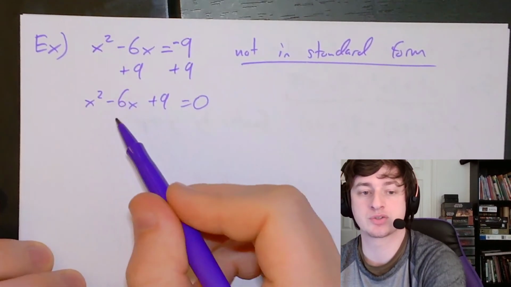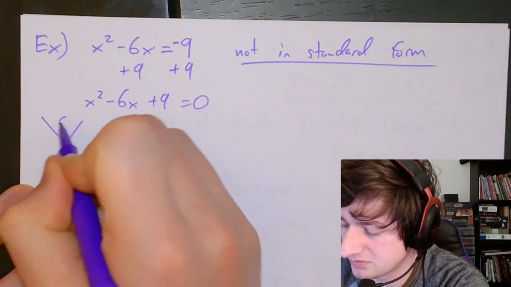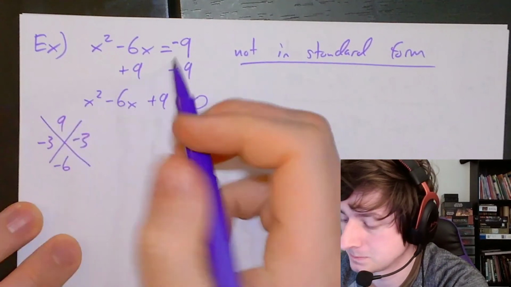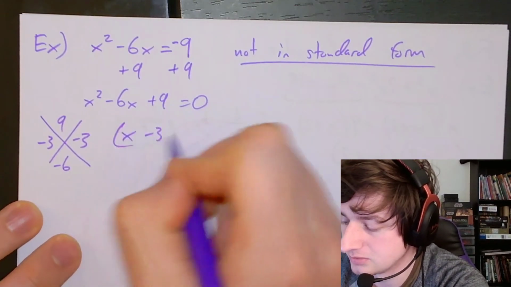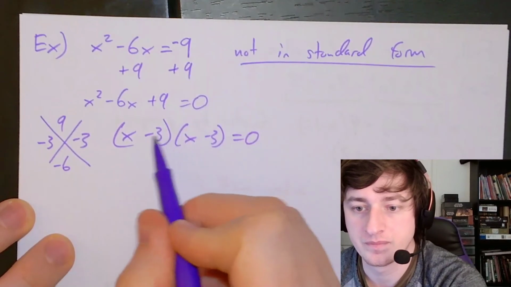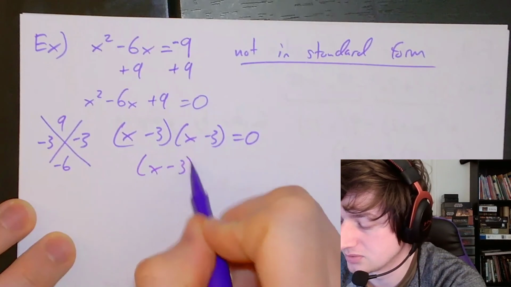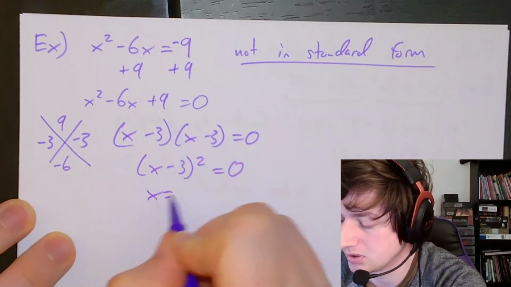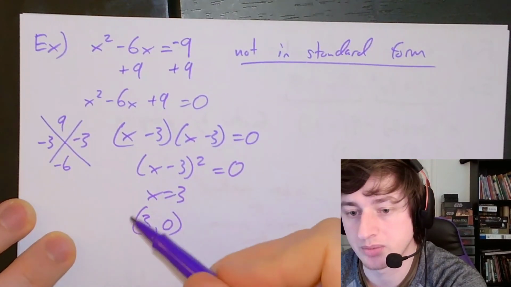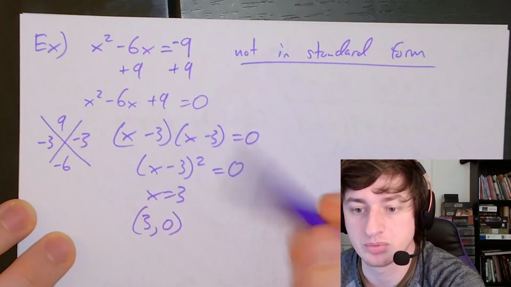But then when we factor this, we're going to get two numbers that multiply to make positive 9 and add to make negative 6: negative 3 and negative 3. So we get x minus 3 times x minus 3 equals 0. This happens twice. In other words, it's x minus 3 squared equals 0. And so our solution is 3, which only gives us the one coordinate point because it's a quadratic. And it's going to bounce at that one coordinate point.